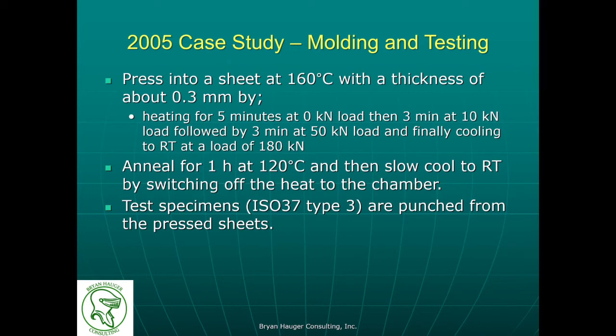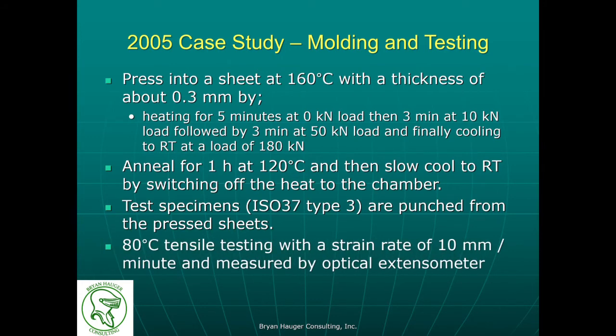Most critically, both studies require the use of an elevated temperature test oven at 80 degrees C and the use of an optical extensometer to measure strain. But the strain rate is a little bit different. In this case, it was 10 millimeters per minute, but in the ISO test method, it's 20 millimeters per minute. To a very large degree, the ISO 18488 test method requires similar molding, annealing, a similar tensile bar, and similar measurement of strain using an optical extensometer.